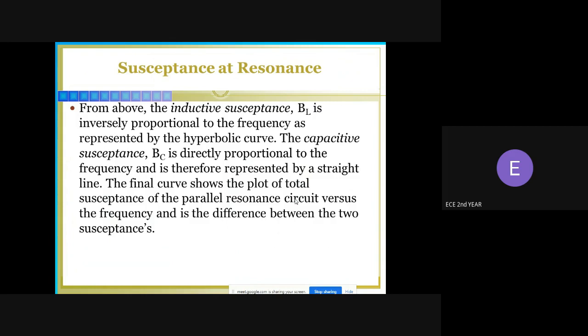For the above, the inductive susceptance BL is inversely proportional to the frequency, as represented by the hyperbolic curve. The capacitive susceptance BC is directly proportional to the frequency and is therefore represented by the straight line, linear. The final curve shows the plot of total susceptance of the parallel resonance circuit versus the frequency, and is the difference between the two susceptance levels, inductor level and capacitance level.